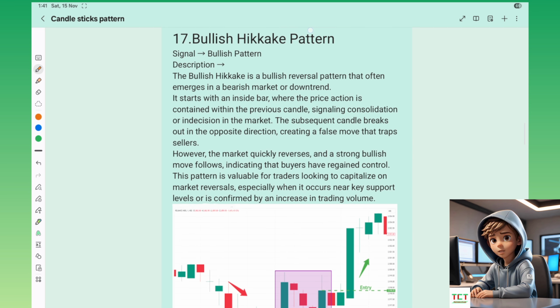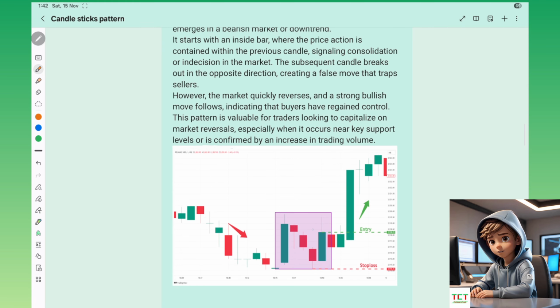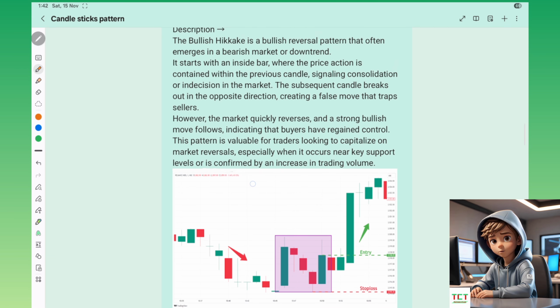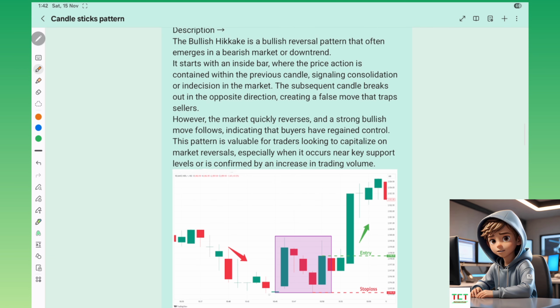Let's discuss a very clever pattern called the bullish hikkake. The word hikkake is Japanese and means to trap or trick, and that's exactly what this pattern does. It traps the sellers. This is a bit more complex pattern, but once you understand it, you'll recognize it easily. The bullish hikkake typically emerges in a bearish market or downtrend.